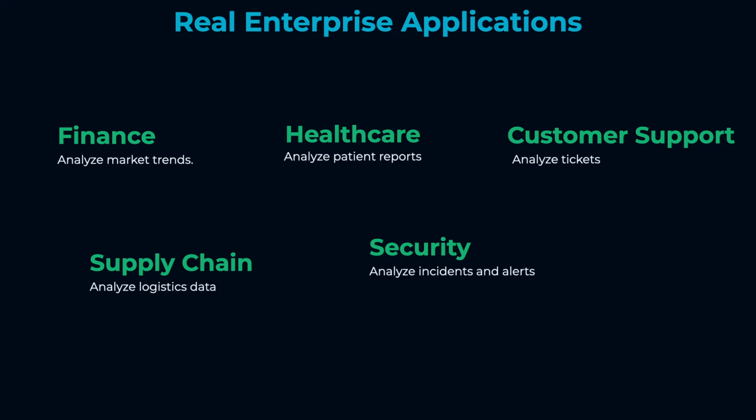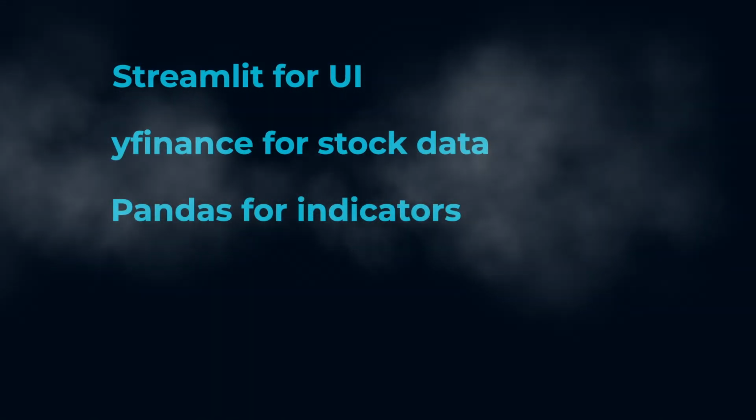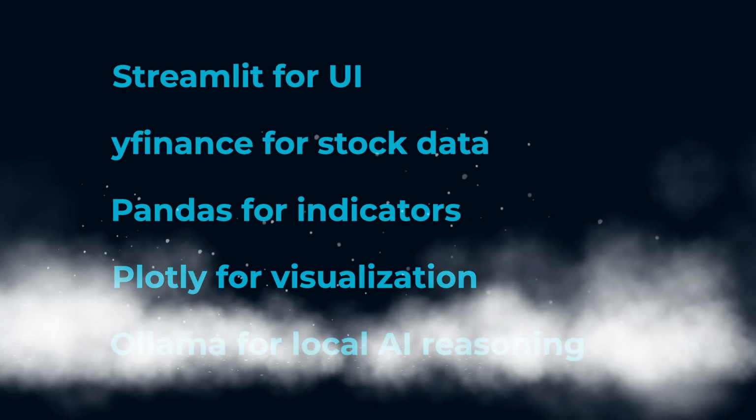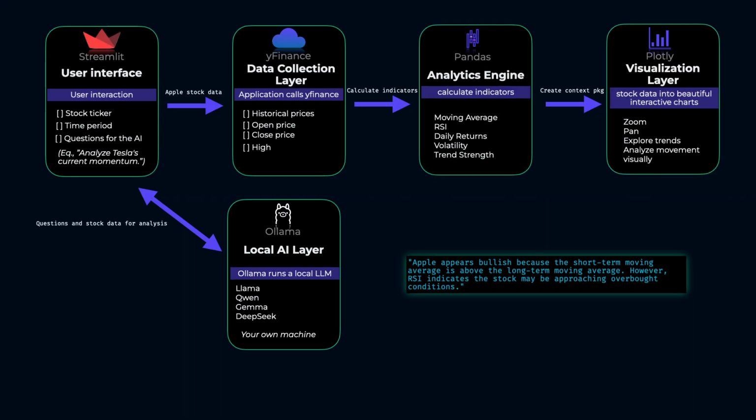So today, we looked at how the local AI stock analyzer works behind the scenes, using Streamlit for UI, yFinance for stock data, Pandas for indicators, Plotly for visualization, and Ollama for local AI reasoning. By combining all of them, we created an intelligent application that can answer stock-related questions using real-time data. I believe this is one of the best beginner to intermediate AI projects because it teaches a pattern you will use again and again in enterprise AI systems.